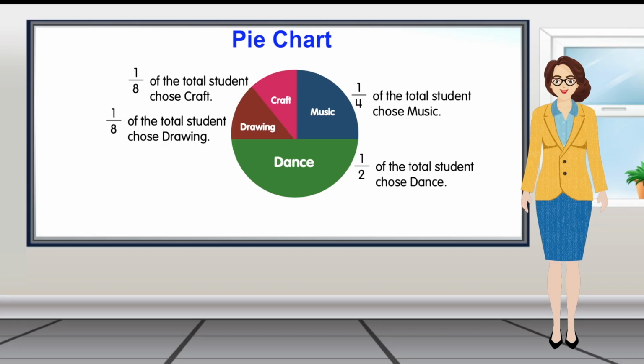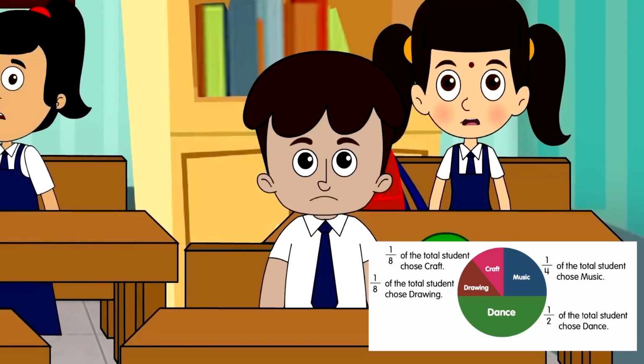Let's learn how to find the number of students from this pie chart. Observe the given pie chart. Each section of the pie chart is displayed in different colors. Each section represents the fraction of students who chose different activities. By observing each section, answer the following. Which activity did the children like the most? Half of the total children chose dance, so dance is liked the most.